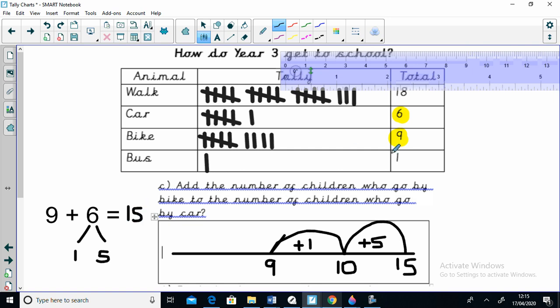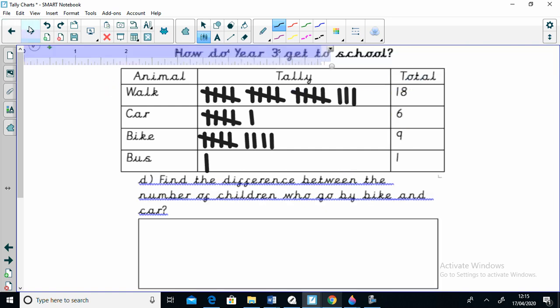So to solve this problem, I had to interpret the tally chart, but also I needed to use and apply my arithmetic skills that I worked on last week in my number fluency. Let's look at the last question. The last question says, find the difference between the number of children who go by bike and car. Let's start with some highlighting. The children who go by bike, 9. The children who go by car, 6. But this time we're not being asked to add them together, we're being asked to find the difference.